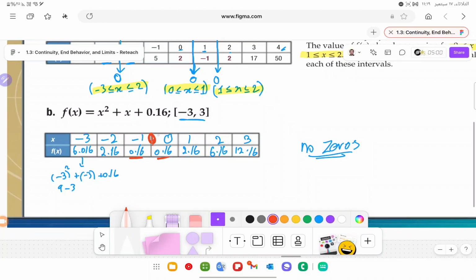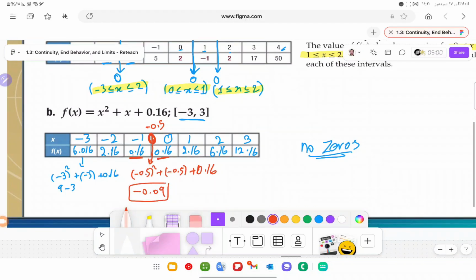So how can I know? I have to pick a point between negative 1 and 0. So just pick any point. I will pick negative 0.5. So now let's replace negative 0.5 in the function. Negative 0.5 squared plus negative 0.5 plus 0.16. Okay, so the plus and minus, the answer is negative 0.09. So as you can see, there is a negative.